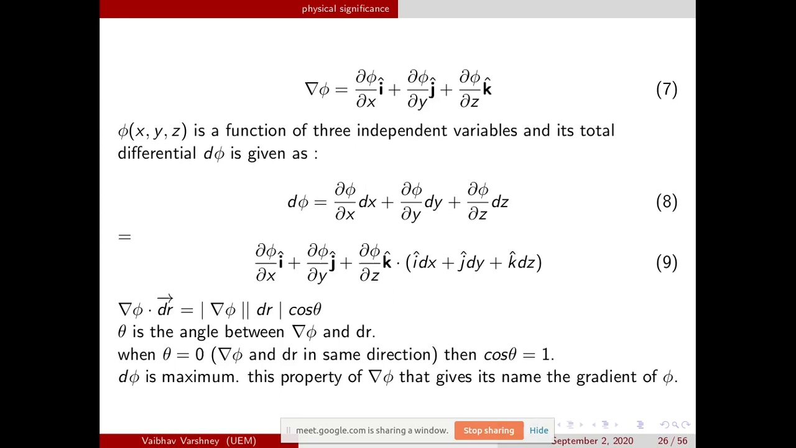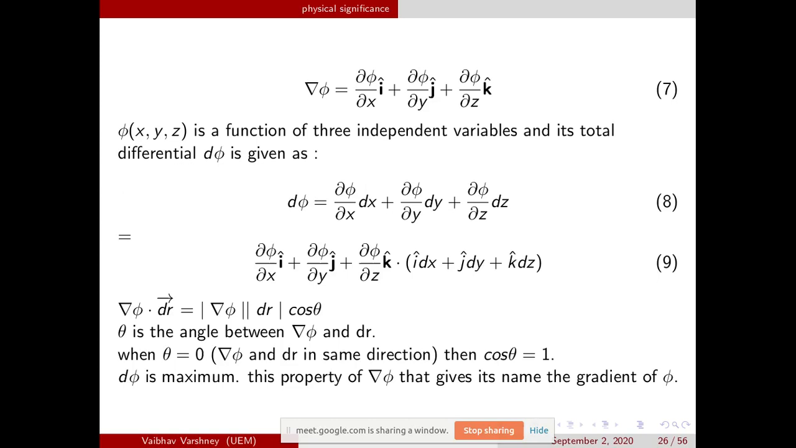Sir, gradient is here depicting the slope. Both are, their angle between them is 0, so there is no slope. Yeah, there is no slope because both vectors are parallel.